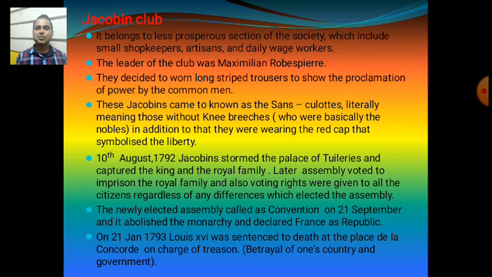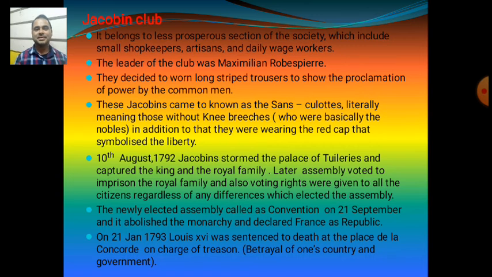They decided to wear long striped trousers to show the proclamation of power by the common man. Earlier, France had a certain dress code, which is called the sumptuary laws. Now, what are these sumptuary laws? According to these sumptuary laws, certain conditions were imposed on the dress code also. All the people living in French society were not allowed to wear all types of dress.